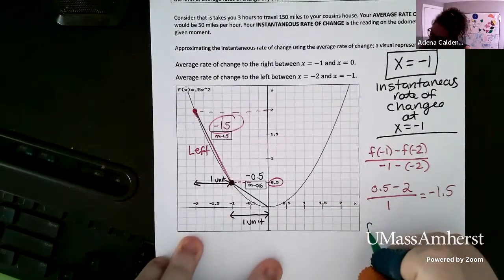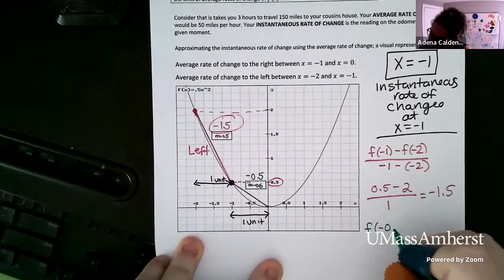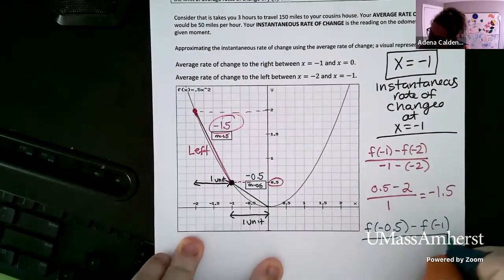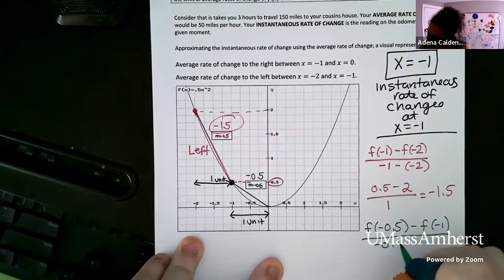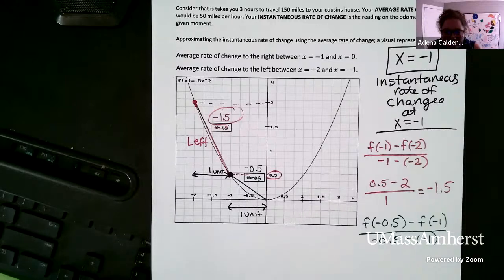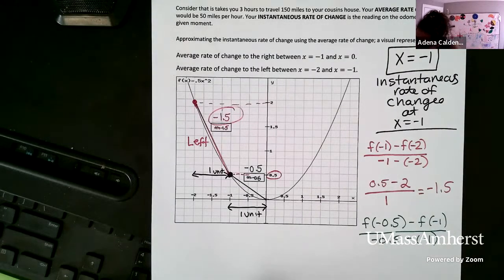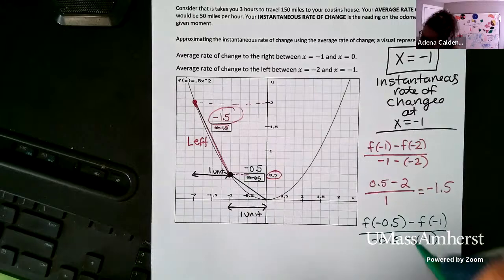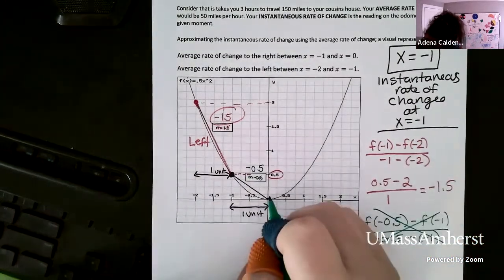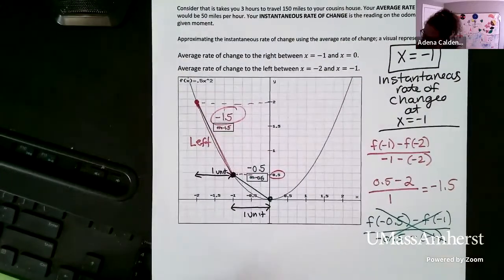So when I do that, I have f of -0.5 minus f of -1 divided by -0.5 minus -1. Okay. Oh, wait, that's 0, 0. Let's go back. Ignore that. That was wrong. I read that completely wrong. Cross that out. We all make mistakes.